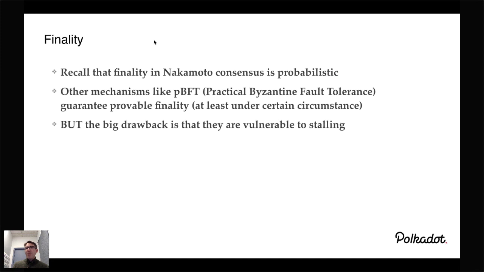So why did we do Polkadot? So remember some of the problems that I mentioned with Nakamoto consensus. It's probabilistic and it takes a lot of energy.